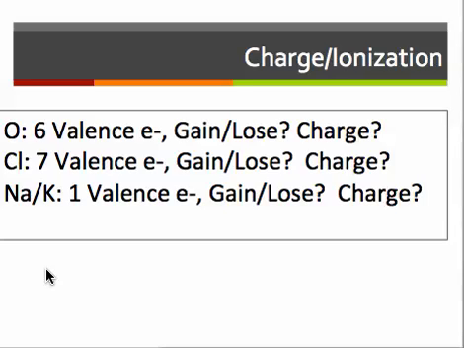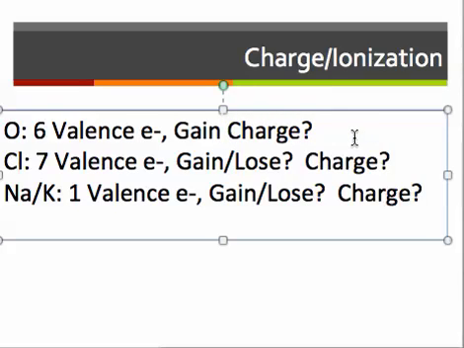So first, let's consider oxygen. We determined that it had 6 valence electrons. So is it more likely to gain or lose electrons to reach noble gas configuration? You're right, it is more likely to gain electrons, and specifically we are more likely to gain 2 electrons to reach the noble gas configuration.